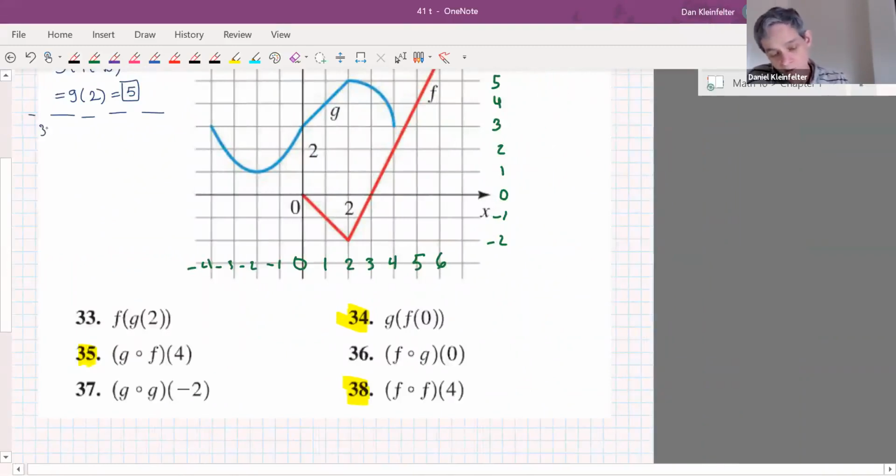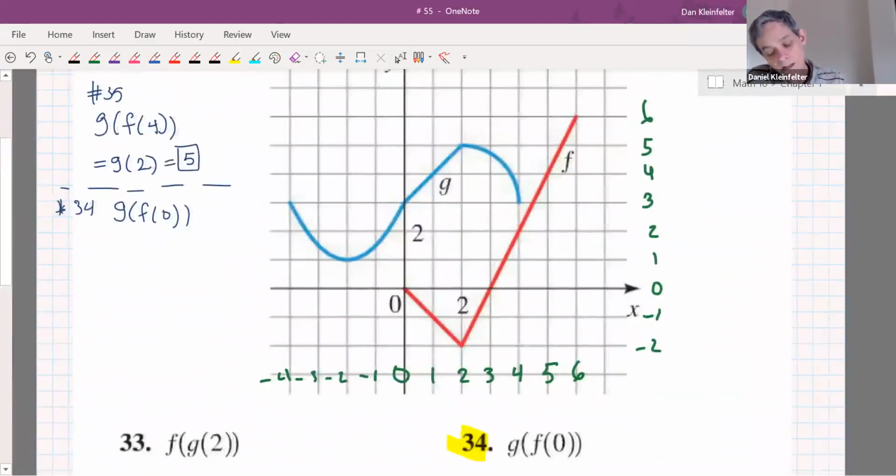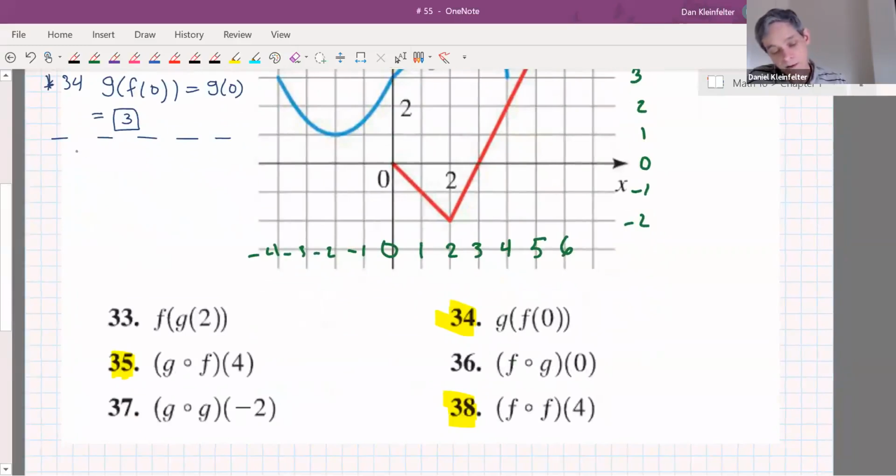So number 34, we have g of f of 0. So we're going to put 0 into f. We'll get 0 out. We're going to put 0 into g. If you put 0 into g, you get 3 out. Okay, next up, number 38.